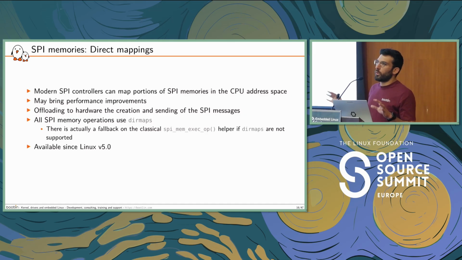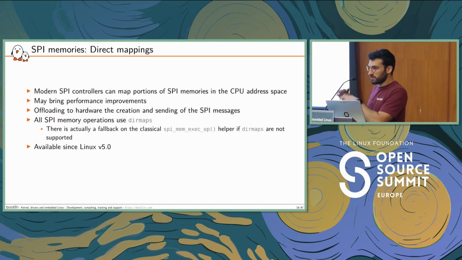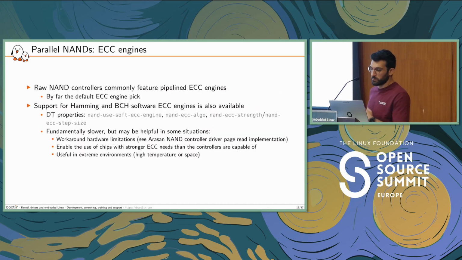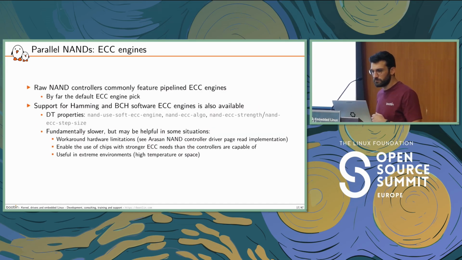So all operations in the SPI memory subsystem go through what we call dirmaps. This is the name of the API we've used to capture this feature. When a controller doesn't support dirmaps, there is, of course, a fallback over more standard operations where the CPU is in charge. So this has been merged in 5.0.